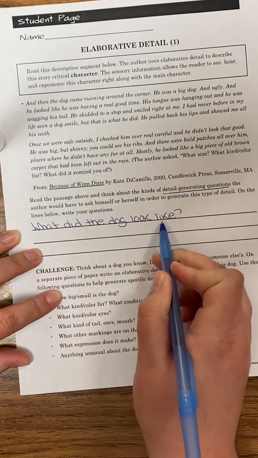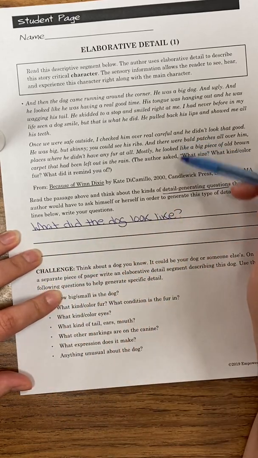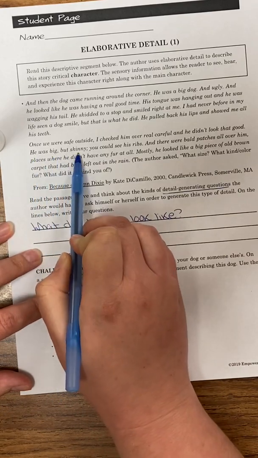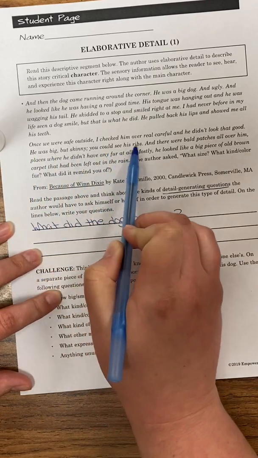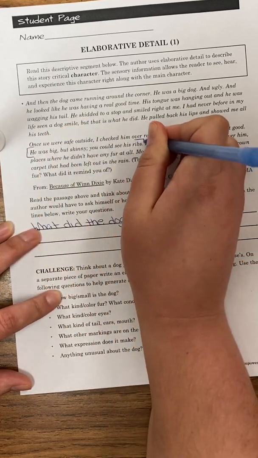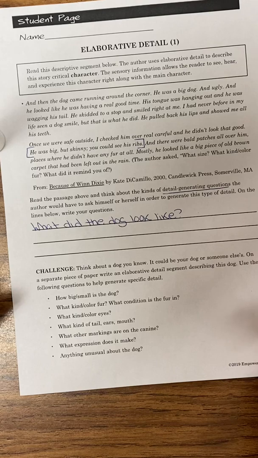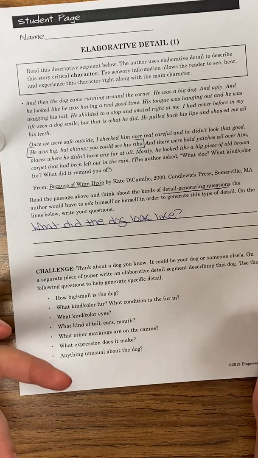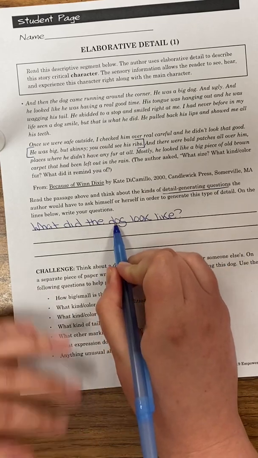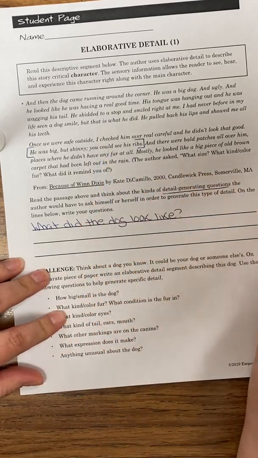And this question is answered mainly in the second paragraph, right here. He was big but skinny. You could see his ribs. This sentence right here gives a very powerful visual of what this dog looked like. A big dog, but skinny. You can see the dog's ribs. That really paints a picture in your head. So this question ties in with that sentence.